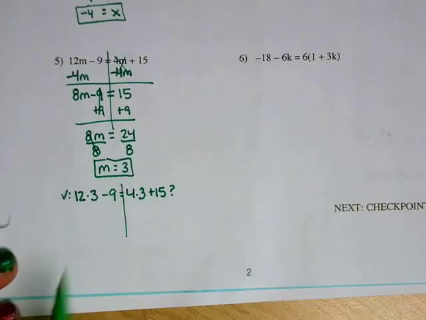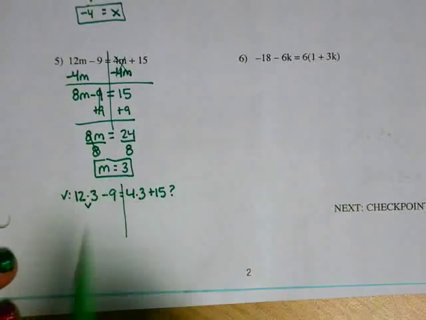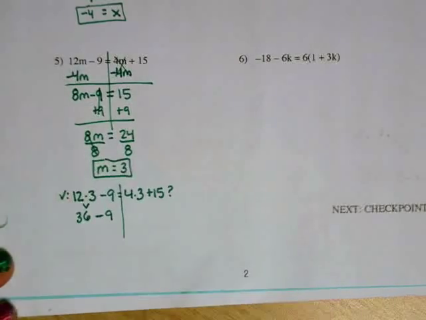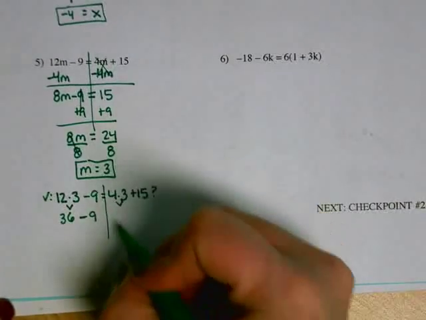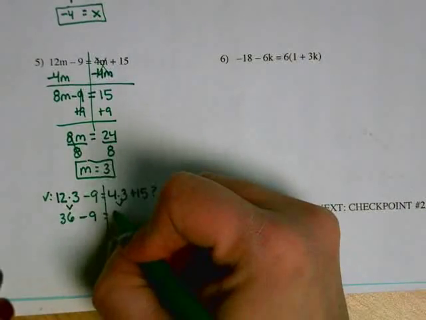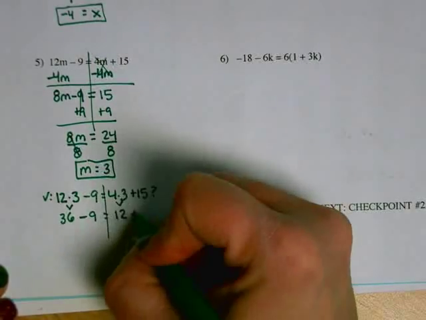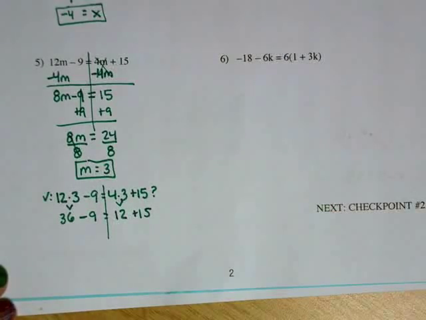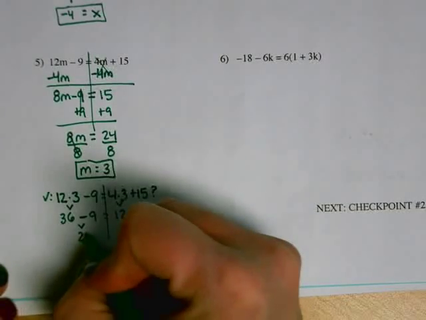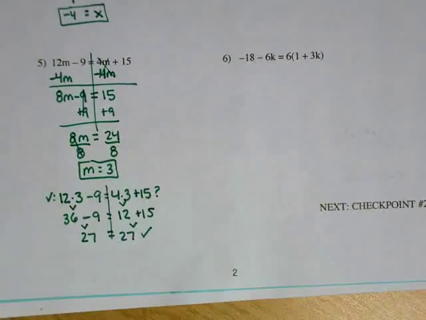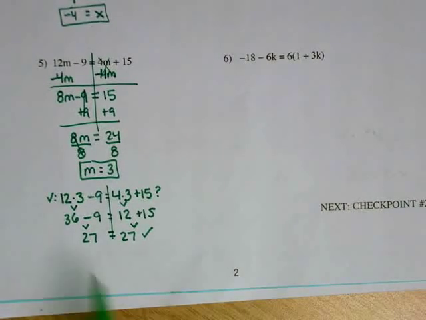So let's just start simplifying each side. Over here I can do some multiplication. 12 times 3 is 36, and we've still got a minus 9. Over here, 4 times 3 is 12, and we've still got a plus 15. And then let's simplify this side. 36 minus 9 is going to give us 27, and 12 plus 15 is going to give us 27. Woohoo! So that's correct.